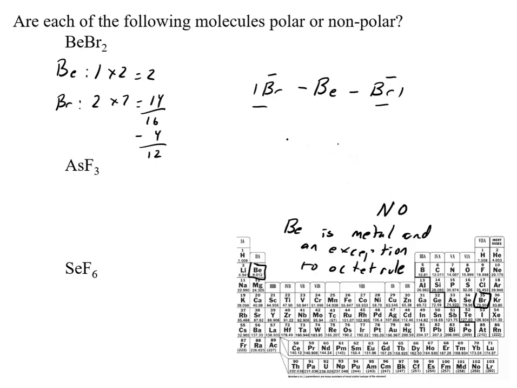So now looking at this, I have 2 outside atoms. I have 0 lone pairs. So that makes this linear. Both outside atoms are the same, so therefore this is going to be nonpolar.